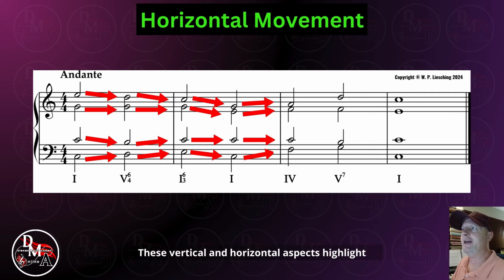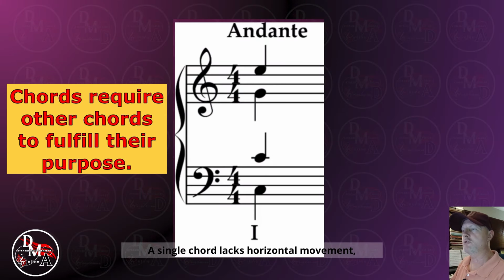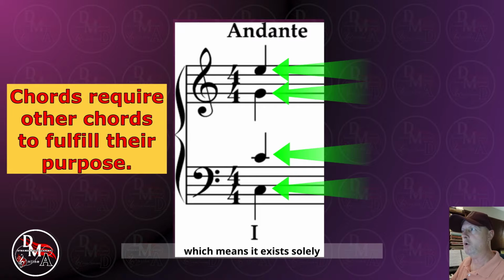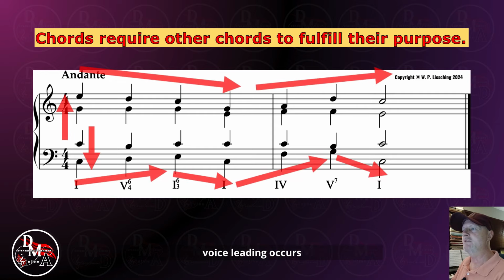These vertical and horizontal aspects highlight that chords require chords to fulfill their purpose. A single chord lacks horizontal movement, which means it exists solely for its own sake. However, when 2 or more chords are placed next to one another, voice leading occurs as the chord members continue to move with a specific goal in mind.